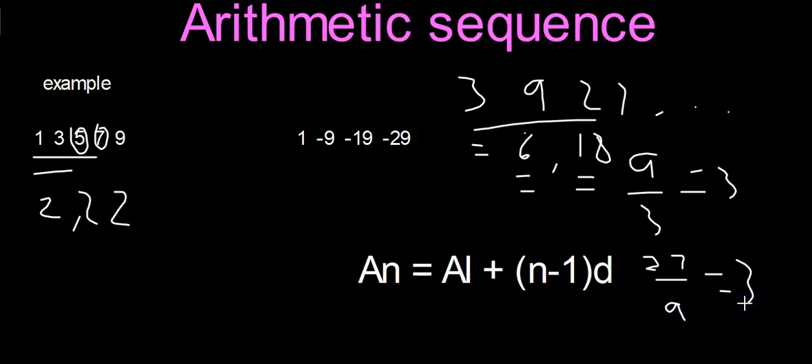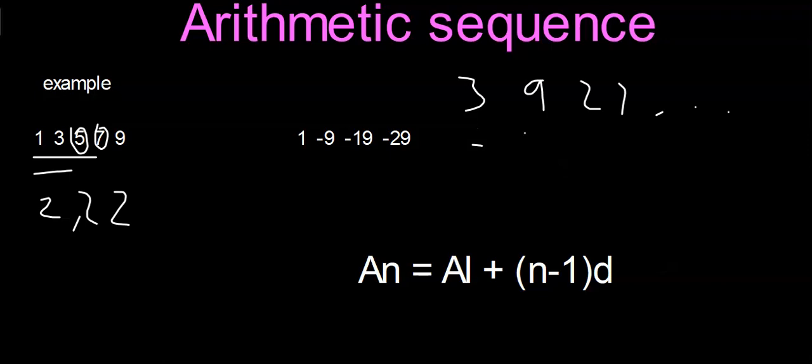So the geometric sequence is all about dividing. You have to divide the second term by the first term. You get what I'm saying? It's all about dividing for the geometric sequence, but for the arithmetic sequence, you have to subtract. That's the difference between the geometric sequence and the arithmetic sequence, so don't confuse those two things. Okay, now let's go through the formulas and also some examples.